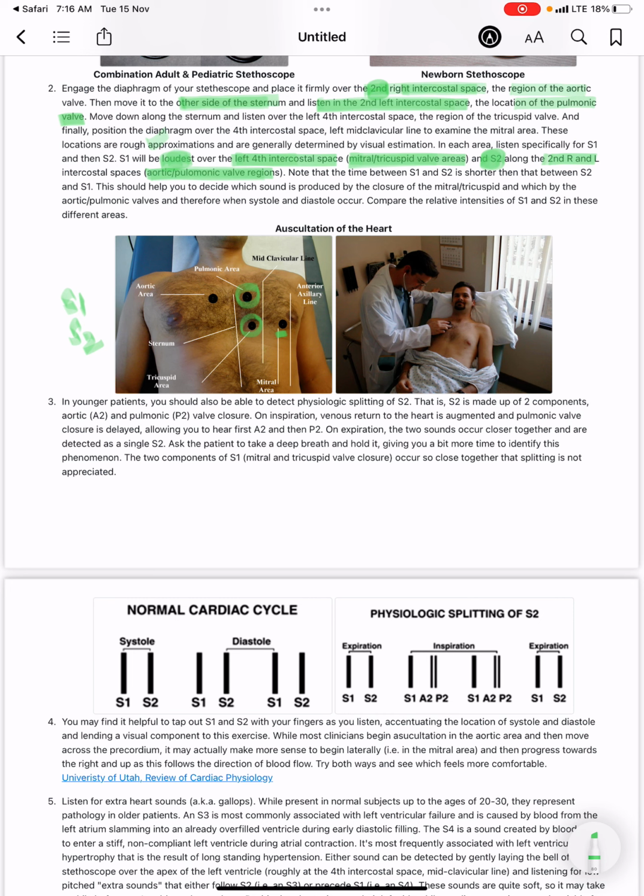Note that the time between S1 and S2 is shorter than between S2 and S1. So S1, S2, S1. The time between S1 and S2 is shorter than between S2 and S1. This should help you decide which sound is produced by the closure of the mitral or tricuspid valves and which by the aortic or pulmonary valves, and therefore when systole and diastole occur. Compare the relative intensities of S1 and S2 in these different areas.